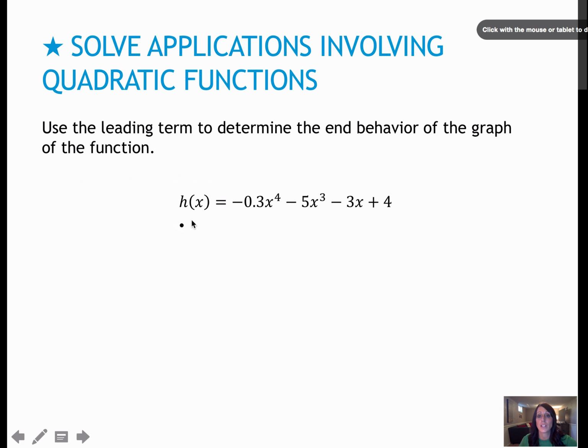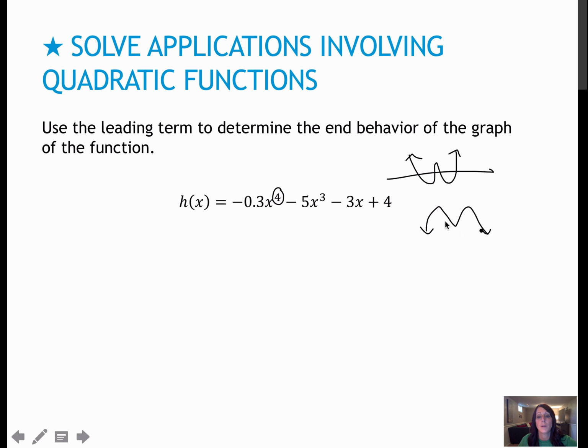Again, this one's much nicer than the last one we did, but it is an even function, and even functions are going to look like this, something like this, or they're going to go down. This is the 4th one. And I know because it's negative, it's going to end up looking like this. So what's the end behavior? It begins down to negative infinity, it ends down to negative infinity. So that's the two end behaviors that I'm concerned about.